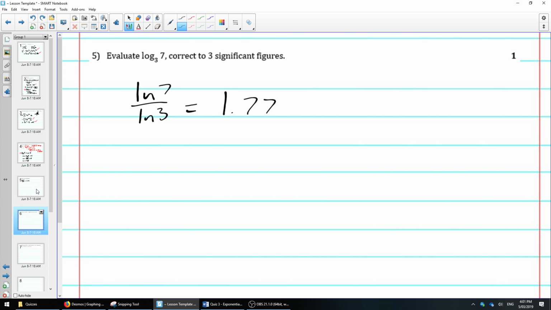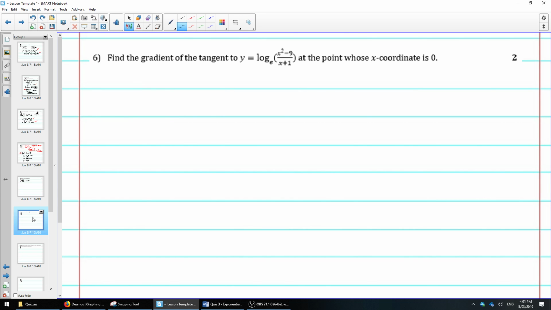Alright. But making sure that we're reading the question carefully. It's not 3 decimal places, it's 3 sig figs. Make sure you do that. So find the gradient of the tangent at the point whose coordinate is 0. Again, before we jump right into this, let's decipher the 2 marks. What do we think the 2 marks are going to be?